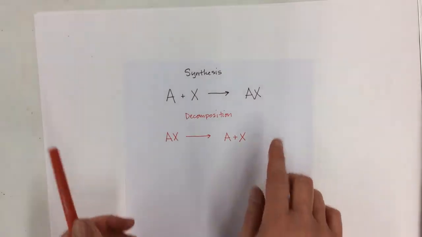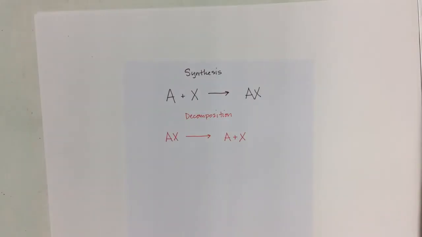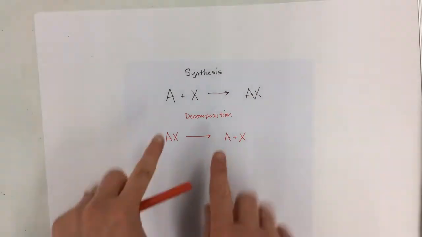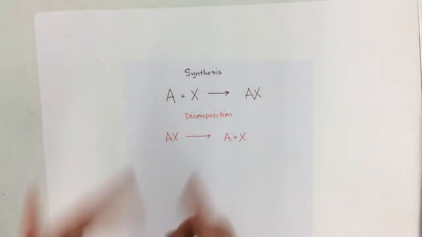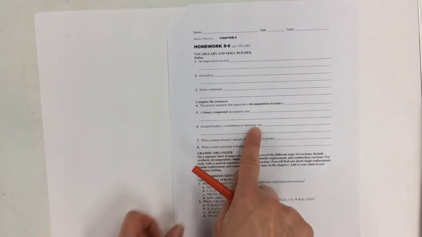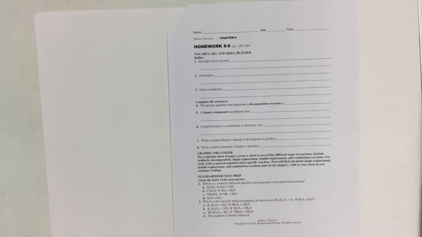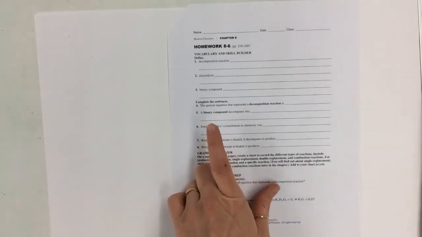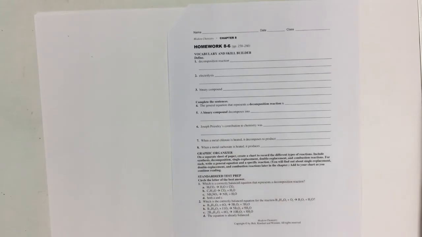That's how we're going to recognize a decomposition reaction. And I need you also to recognize that it's the opposite of synthesis. A lot of times you might see these equations written with the double arrows, that the equation can work forwards or backwards. So just be aware of that. Then Joseph Priestley, you're going to find him near the bottom of page 259. He is not in bold. He's just kind of a mention there, but it talks about what his contribution to chemistry is.